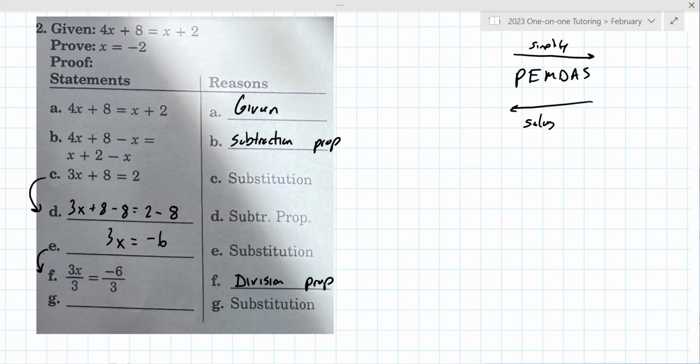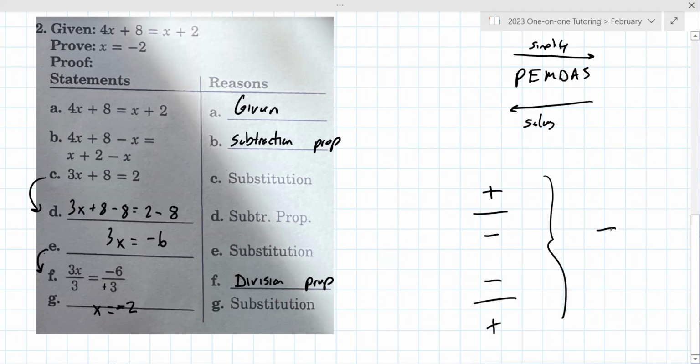So would it be 2 or -2? So X equals -2 is your final answer, because a negative divided by a positive is negative. But if it's a positive divided by a negative, both of these, a positive divided by a negative and a negative divided by a positive, are both negative.